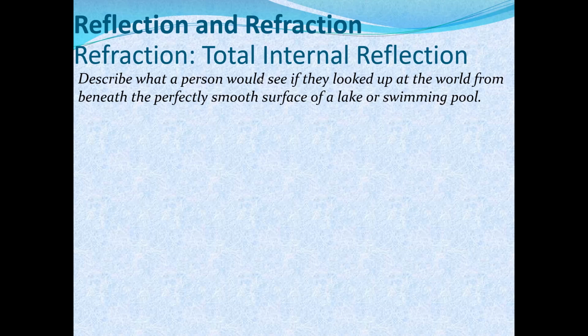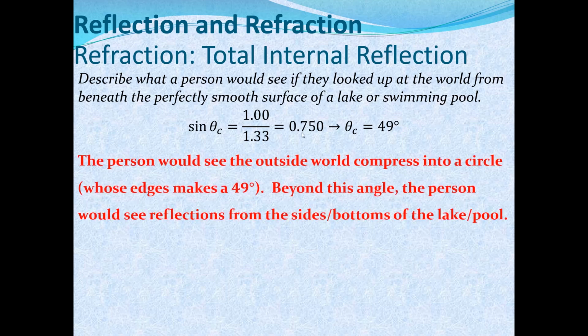All right. So here, first we want to figure out what the critical angle is. So when we use Snell's law, we get that the critical angle is 49 degrees. So what this ends up meaning is that if a person is sitting on the bottom of the floor and they're looking up, the entire surface of the water will actually be compressed into a circle that makes an angle of like 49 degrees. So the person's looking up and the angle between his eyes and the edges of the circle will end up being 49 degrees.